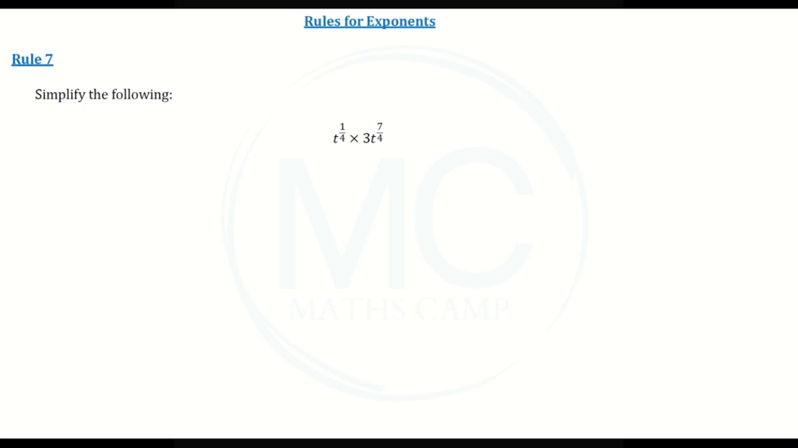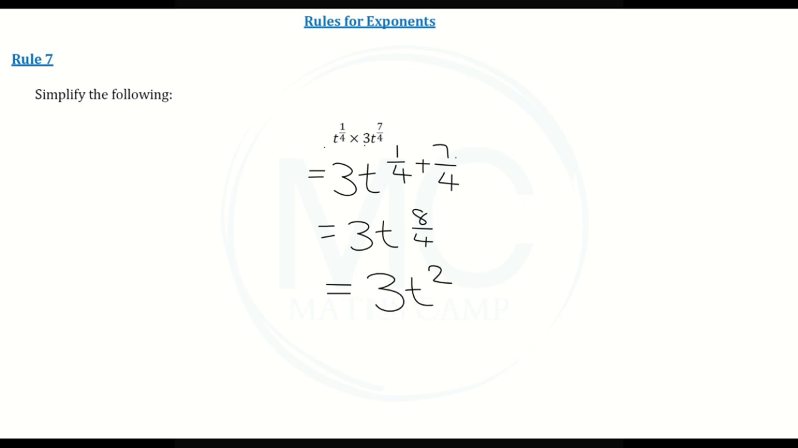Rules for fractions still apply. So here we have t to the power of 1 over 4 multiplied by 3t to the power of 7 over 4. 3 times 1 gives us 3. Now we have t to the power of 1 over 4 plus 7 over 4. 1 plus 7 is 8, so this becomes 3t to the power of 8 over 4. 8 over 4 is actually 2, so our answer is 3t squared.